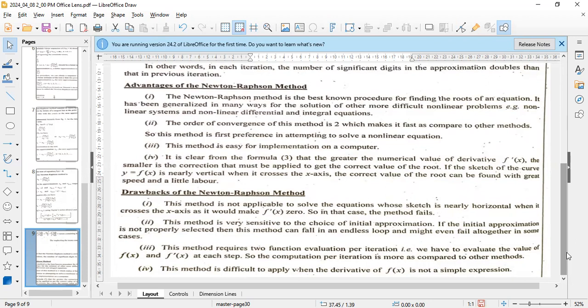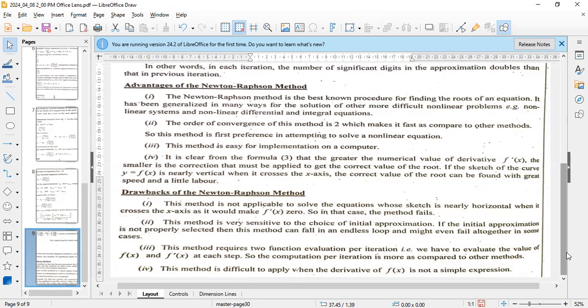This method is easy to implement on a computer. It is clear from the formula that the greater the numerical value of the derivative f dash x, the smaller is the correction that must be applied to get the correct value of the root. If the sketch of the curve y equals f of x is nearly vertical when it crosses the x-axis, the correct value of the root can be found with great speed and little labor.